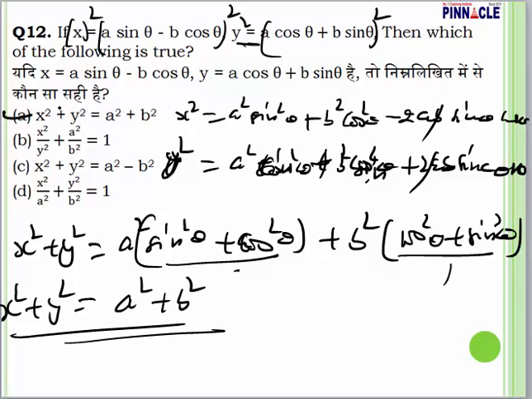Answer should be A. What we have done in this question is a simple thing: we have squared both sides. x square gives a square sin square theta plus b square cos square theta minus 2 a b sin theta cos theta. Similarly, squaring y gives a square cos square theta plus b square sin square theta plus 2 a b cos theta sin theta. So it will cancel, and ultimately you will get x square plus y square equal to a square plus b square. Now question number 13.